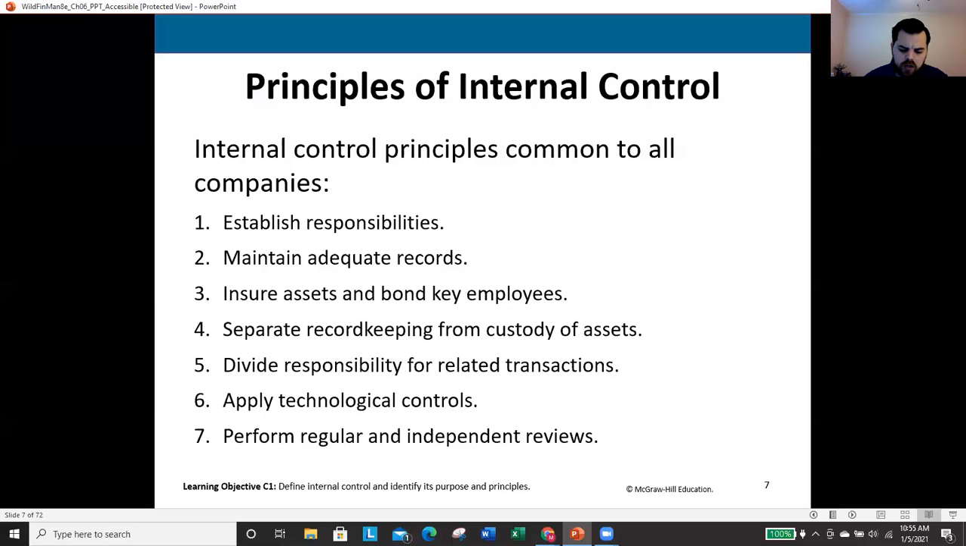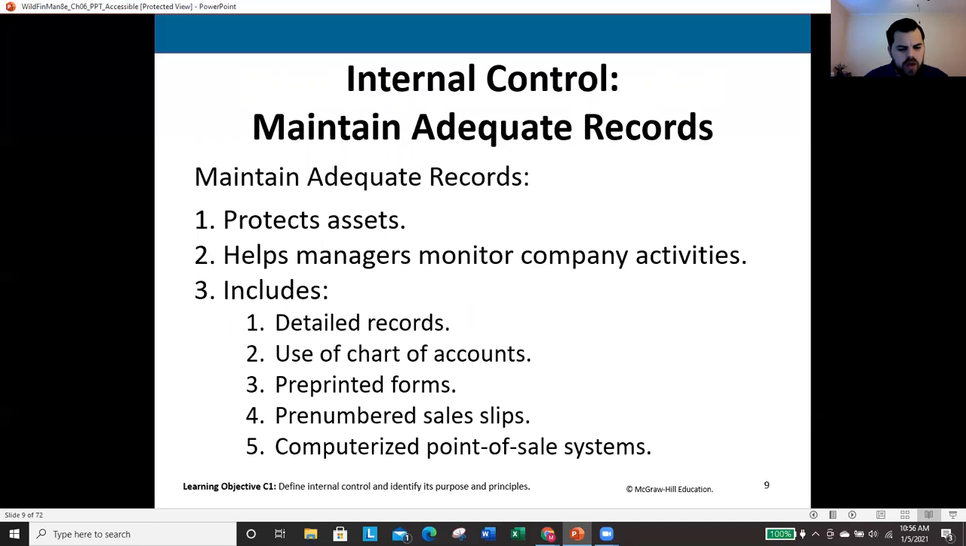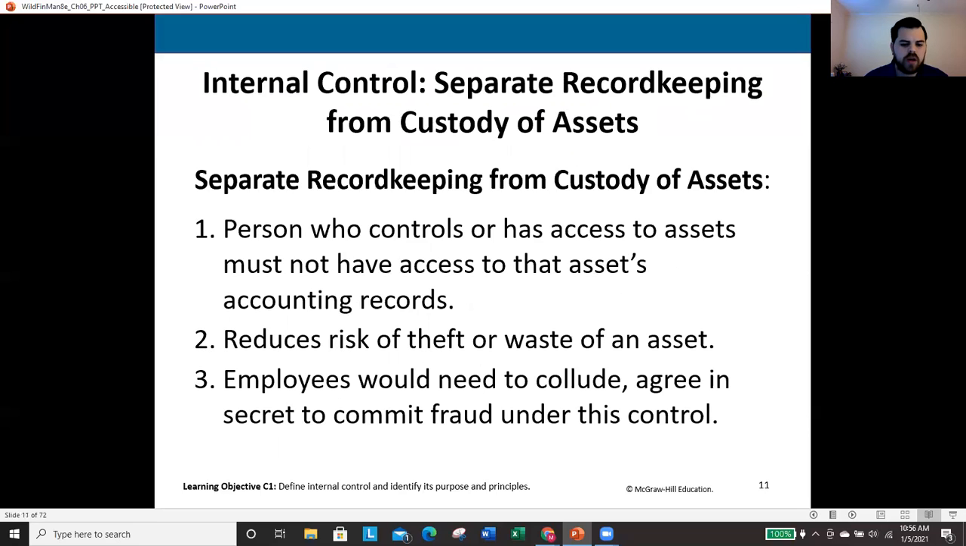Next, of course, we want regular and independent reviews to be done regarding all of this, but anything else in the company as well. So here, of course, establishing responsibilities, you really just want to make sure people know what they should be doing. Of course, it's best if these tasks are assigned to one person because then you can determine who is at fault. Once again, maintaining adequate records. This really is just some more information on all the items we just talked about a moment ago.